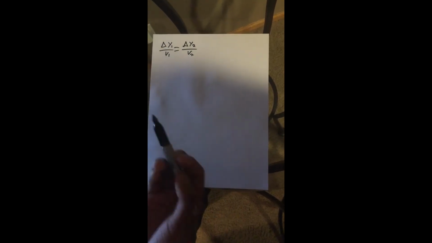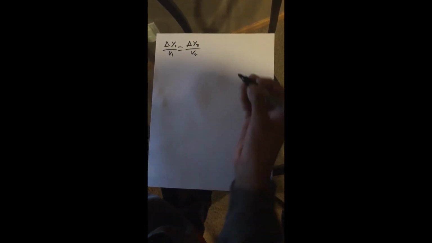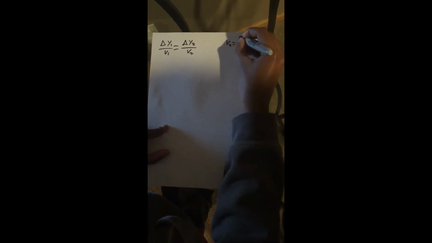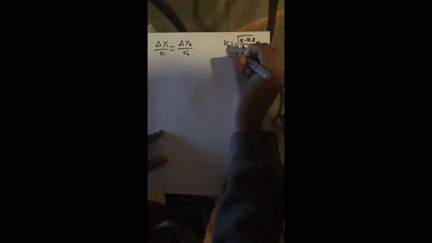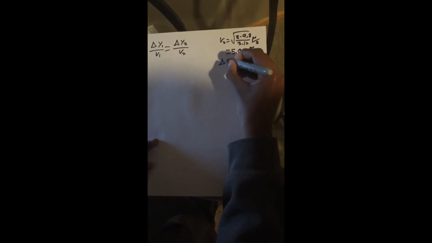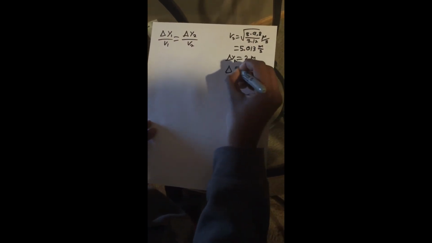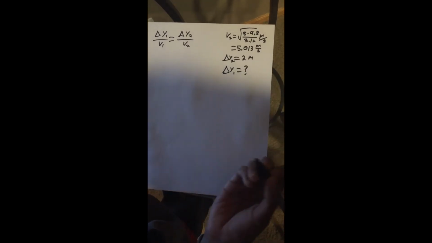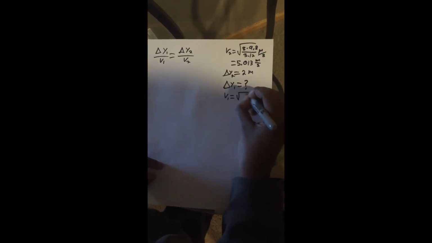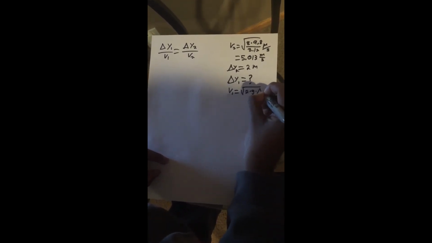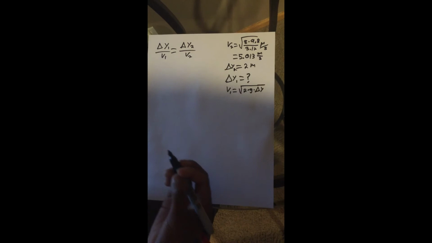As you know, v2 is the one that is being unraveled. In the previous part, we found that velocity 2 equals the square root of 8 times 9.8 over 3.12 meters per second. If we simplify that, we get 5.013 meters per second. We also know the height that it is being dropped from is equal to 2 meters. We do not know delta y1, as that is the variable we're trying to solve for. And velocity 1 is equal to the square root of 2 times g times delta y. Now we can plug that in here.